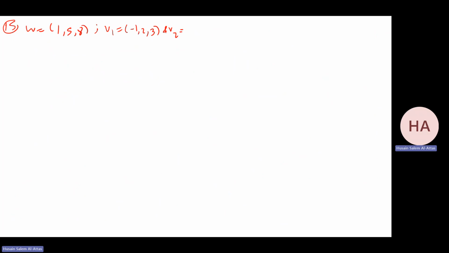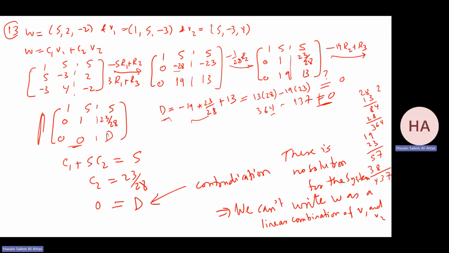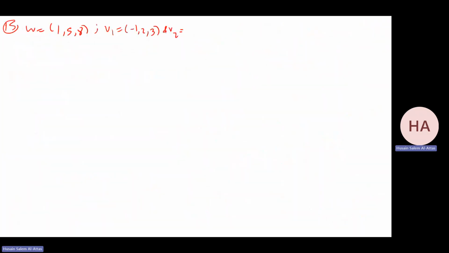And V2 is what? 3, 1, minus 2. And V3, 2, 3, 0. I need to check whether W can be written as C1 V1 plus C2 V2 plus C3 V3. I need to solve this system now.